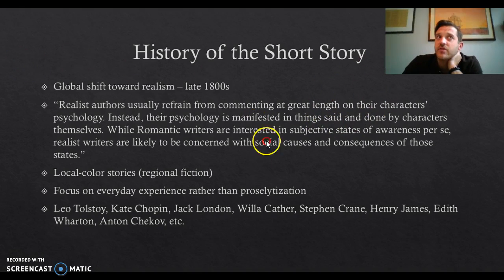We're shifting now from the contemplative thoughts of our characters in these beautifully written, gothic, romantic, idealized, emotional states to subjective states of awareness, simple states of perceiving reality relating to social causes and consequences of just being alive at a certain time period. It's also at this point that we begin to see regional fiction develop.